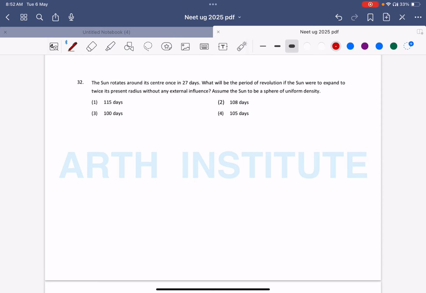Now sun rotates around its center once in 27 days. What will be the period of revolution of the sun, in fact, period of rotation of the sun, when sun were to expand to twice its present radius without any external influence? So this is a question where suddenly the radius of the sun doubles. That means there is no change of the mass, and there is no external influence. That means this is a question of principle of conservation of angular momentum.